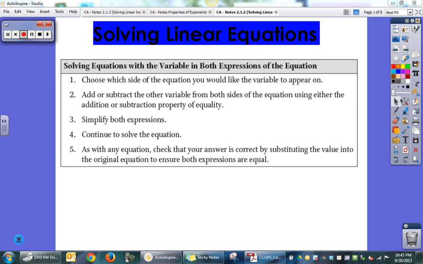This video is going to go through the process of solving linear equations. And on this first slide there is a list of steps that you can take as you solve linear equations. And then of course at the very end it's always a good idea to go back and substitute the value that you've ended up with into your original equation to make sure that you get the correct answer.